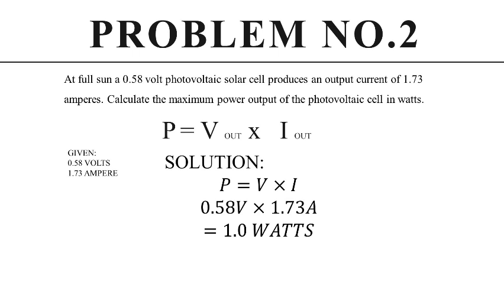Problem number 2. At full sun, a 0.58 volt photovoltaic solar cell produced an output of 1.73 amperes. Calculate the maximum output of the photovoltaic cell in watts, using the formula P is equal to V out multiplied by I out, given 0.58 volts and 1.73 amperes. Solution: P is equal to V multiplied by I, 0.58 volts multiplied by 1.73 amperes is equal to 1.0 watts.